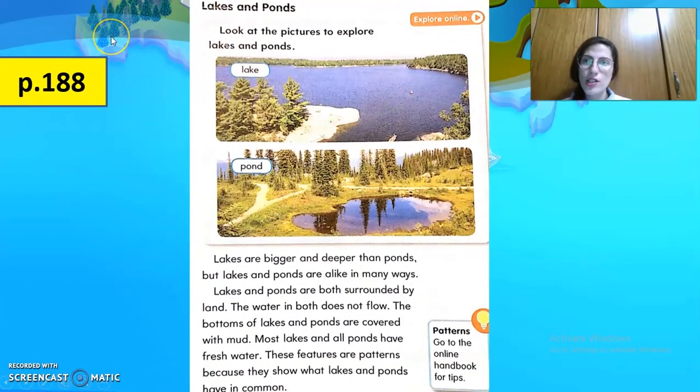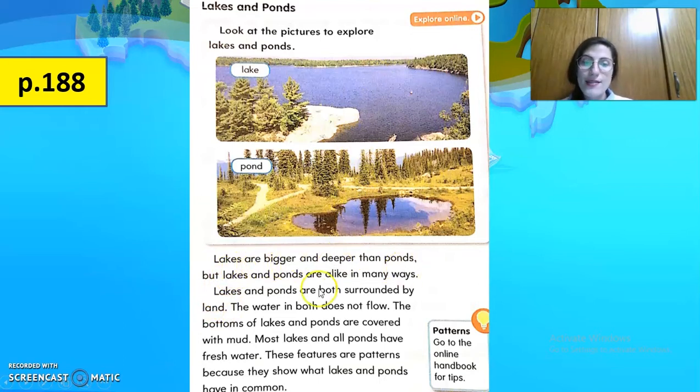On page 188, let's read all together. Lakes and ponds. Look at the pictures to explore lakes and ponds. So in the first picture we see a lake, in the second we see a pond. As we said, we could directly observe that there is a big difference between the two, in which the pond is really small and the lake is really big. Clear? In comparison to the pond. Let's read together.